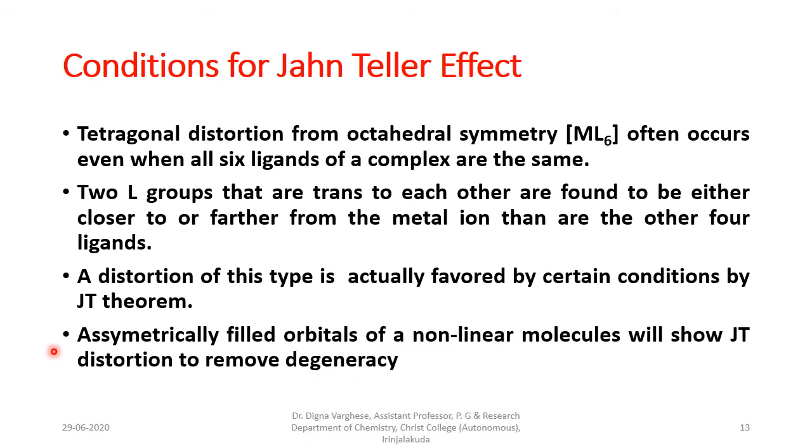Asymmetrically filled orbitals of a nonlinear molecule will show Jahn Teller distortion to remove degeneracy. Asymmetrically filled means, for example, T2g1 is asymmetrically filled, T2g3 is symmetrically filled, and Eg2 is symmetrically filled. So asymmetrically filled electronic configurations will definitely show Jahn Teller distortion to remove degeneracy.